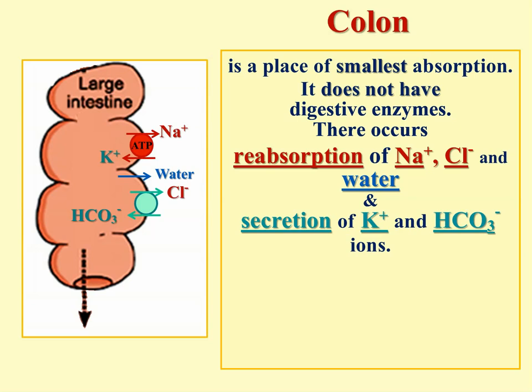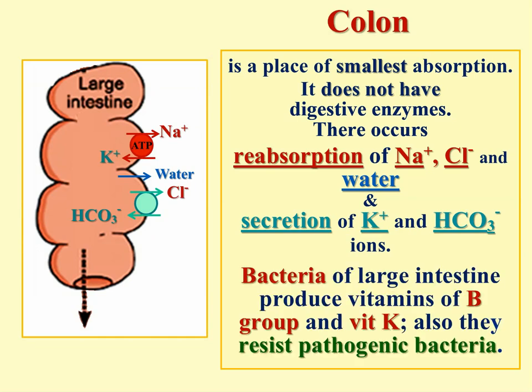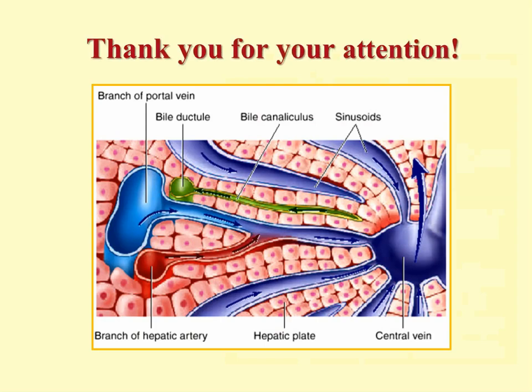And also, if you remember, the large intestine is a place where the normal intestinal bacteria live. And these bacteria produce necessary vitamins for us: K, B1, B2, B6, and so on. Group B vitamins. Not many of them, but a certain amount is produced. And that's the whole consideration of digestion in the intestine.